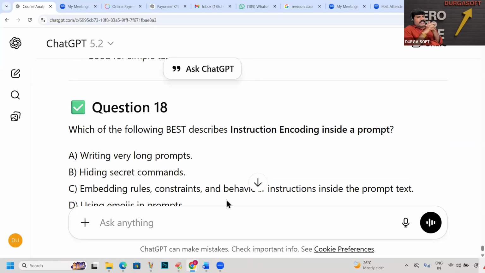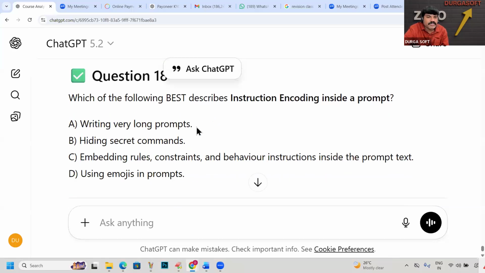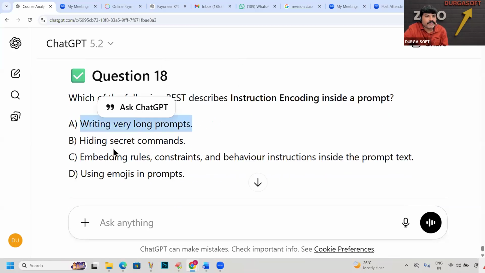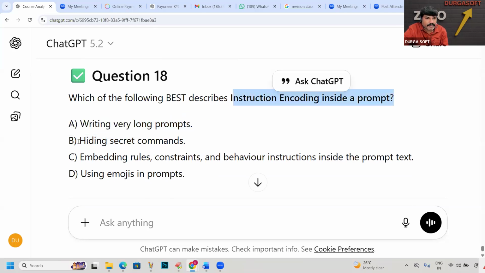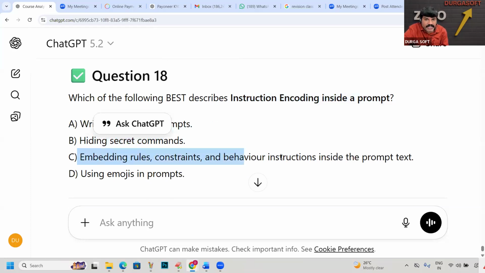Yes, sir. Instruction encoding inside a prompt, because order of instructions matters a lot. Okay, like that. So can you please observe: writing very long prompts, describe instruction encoding inside a prompt, hiding secret commands, embedding rules, constraints, and behavior instructions inside the prompt text.